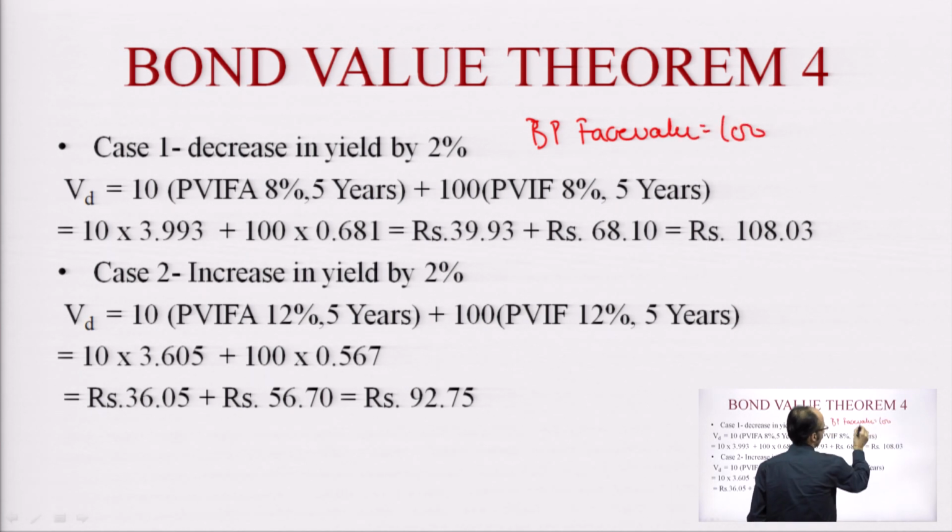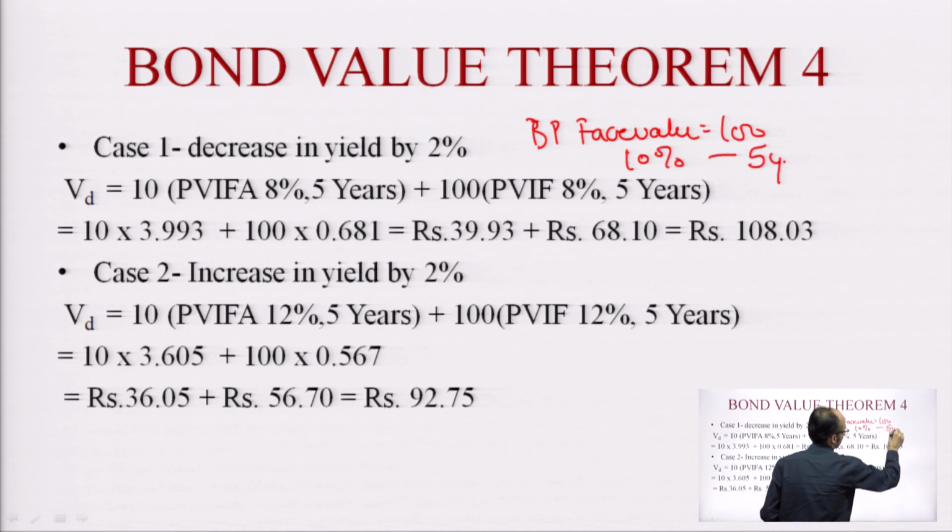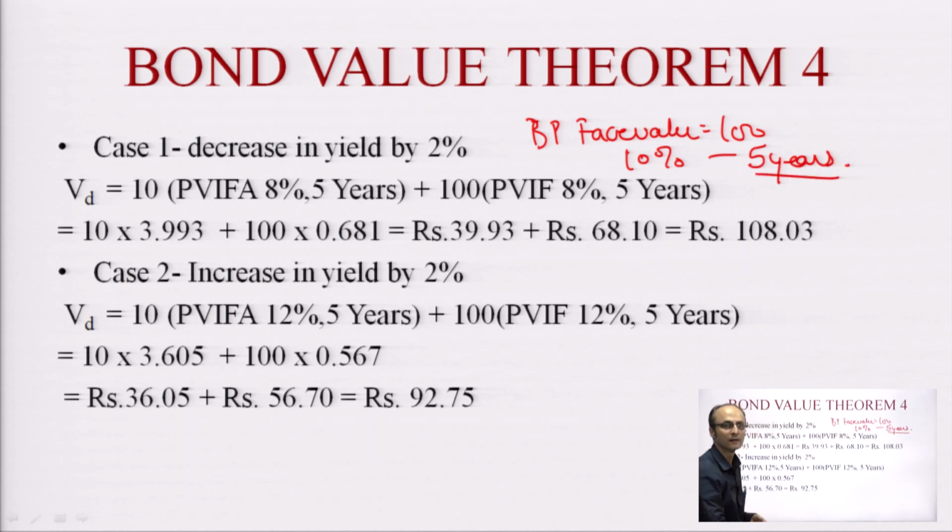And the interest coupon rate given was 10%. Maturity period was 5 years. Now what impact it had on the bond value if suppose we increase or decrease this 10% discount rate. In case 1, we have already said that we will be decreasing the yield by 2%.